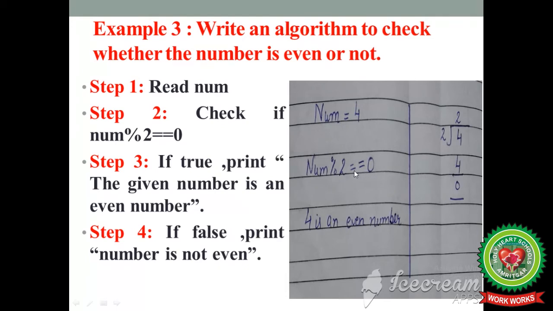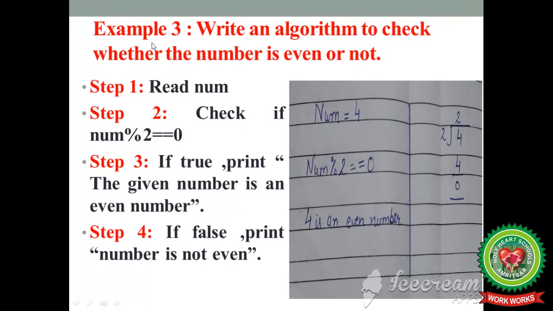Here equal to is a comparison operator. So when we divide the number by 2, the answer should be equal to 0, which means the number is an even number. Look here, number 4 I am going to divide by 2. So 2 2s are 4 and the remainder is 0. It means 4 is an even number. So move to the algorithm.